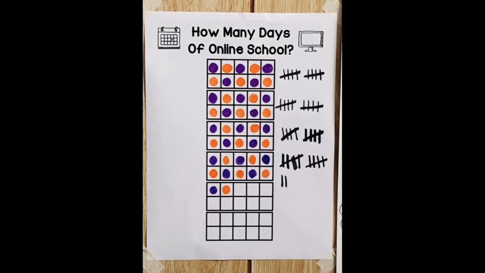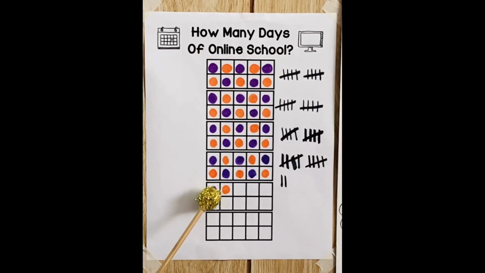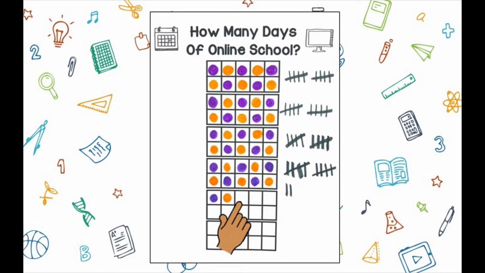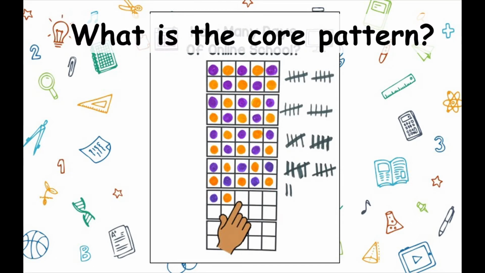Now let's take a look at our How Many Days of Online School tracking sheet. Remember, we're using 10 frames, dots, and tallies to keep track of how many days we've been learning online. We need to add today's dot, but what color marker do you think we need next? Take a look at the purple and orange dots. What do you think the core pattern is? Which is the part that keeps on repeating over and over again?